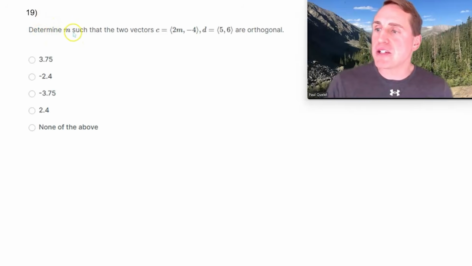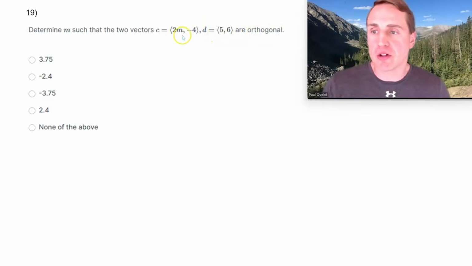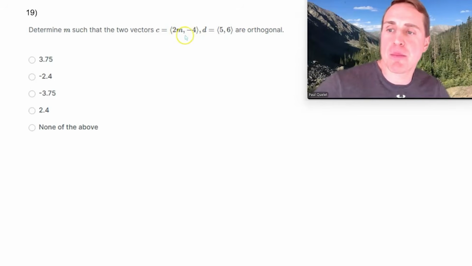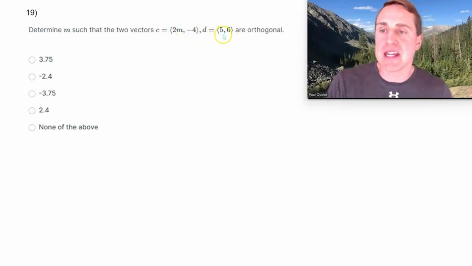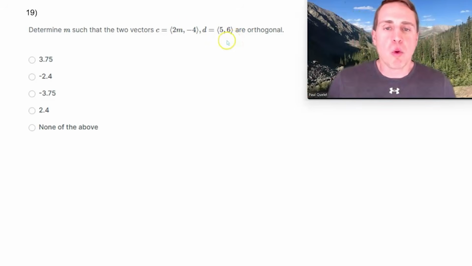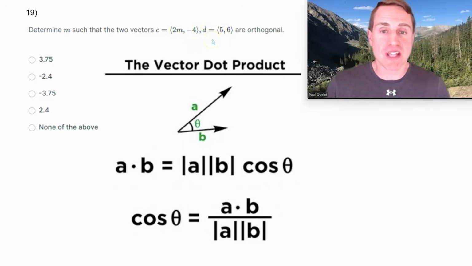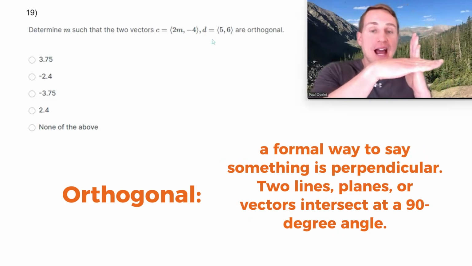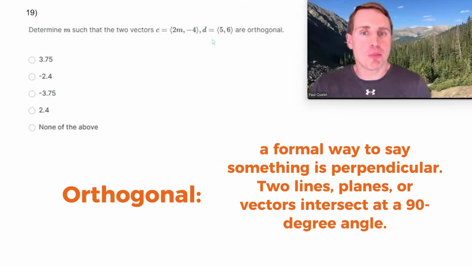Okay, so for number 19, determine m such that the two vectors C and D are orthogonal. Now, vector C is 2m, minus 4. D is 5, 6. Now, hopefully you know we can say when we take the dot product of two vectors, that should be 0 if they are orthogonal. Orthogonal means they're exactly 90 degrees from one another. They're perpendicular. They meet at a 90-degree angle.